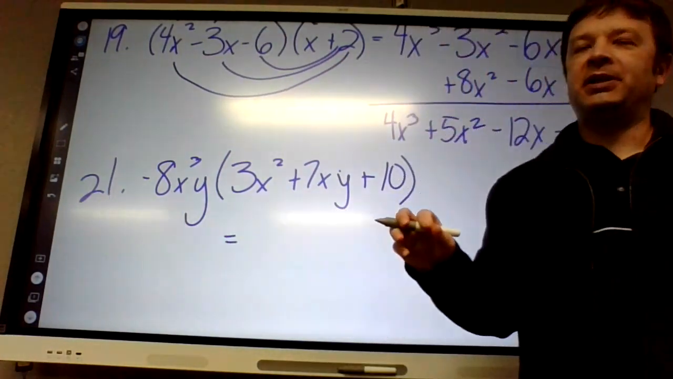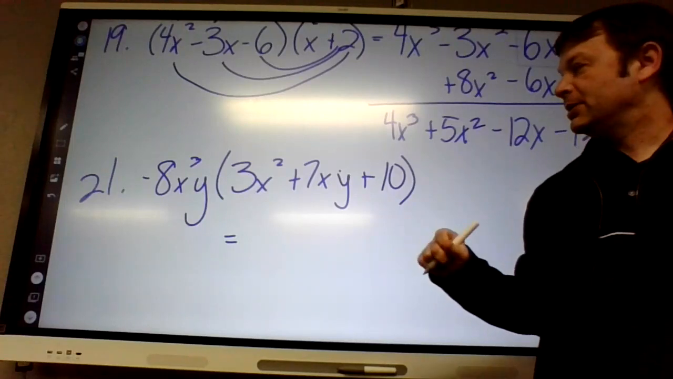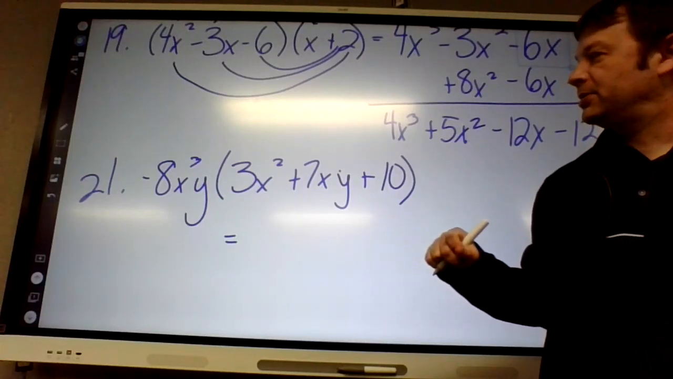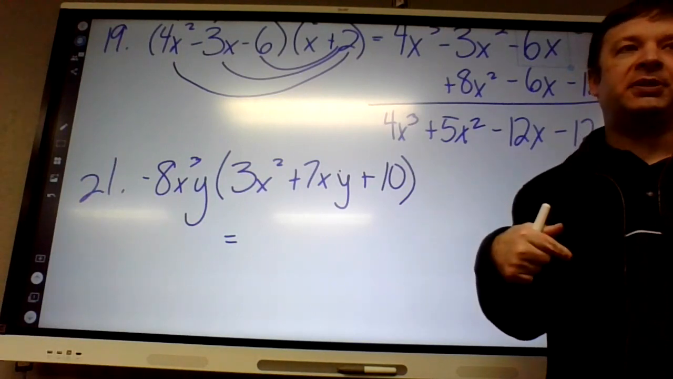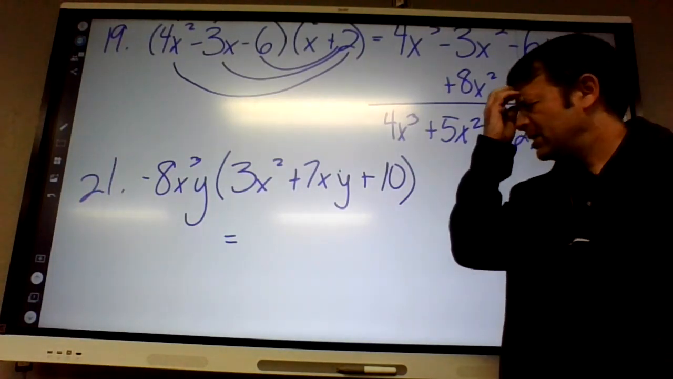So did you guys notice it's getting a little bit easier again? How is this easier? Wait, they got more letters because it's the B section, but it's only distributive property. Exactly. Okay.